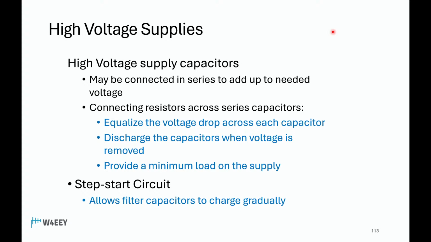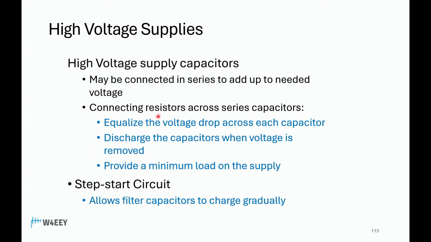And then we'll get into high voltage supplies. Now these are supplies that would be powering a high power amplifier. For example, if you've got a 1500 watt tube type amplifier, that would take a high voltage power supply, probably several thousand volts. Now the capacitors used to filter the output, sometimes it's hard to get capacitors that are rated for that high a voltage. So you can put several capacitors in series that are within the range.